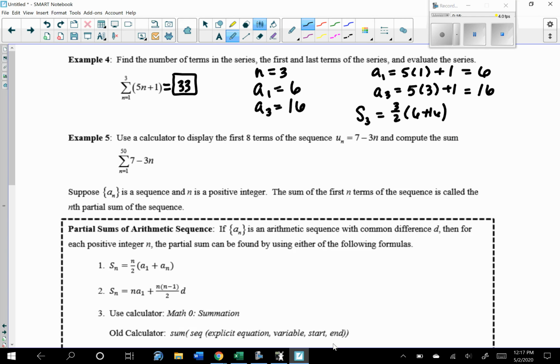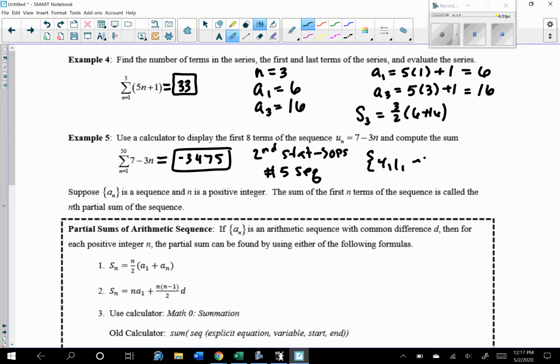So let's go ahead and write that down. So we said this was equal to negative 3,475. That is the sum of the series. And then again, we did second stat, and we right arrow over to the options, number 5, which is the sequence. And when we did that, we got 4, 1, negative 2, negative 5, negative 8, negative 11, negative 14, and negative 17. Of course, you really didn't need to use your calculator for that. It'd be easy just to plug in n equals 1, 2, 3, 4, 5, 6, 7, 8, but it's just, again, another way of doing the problem.